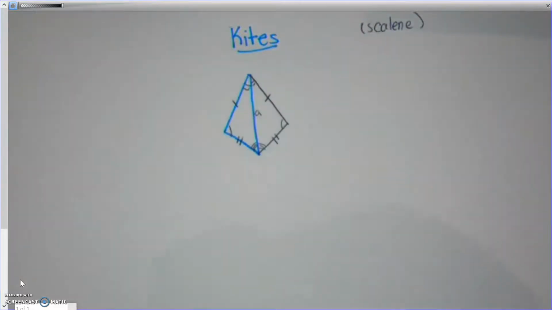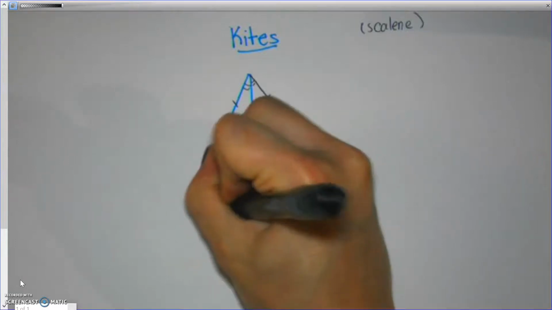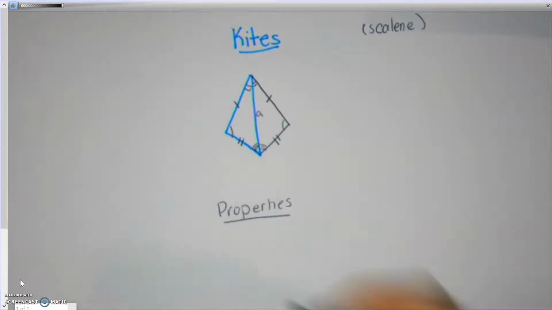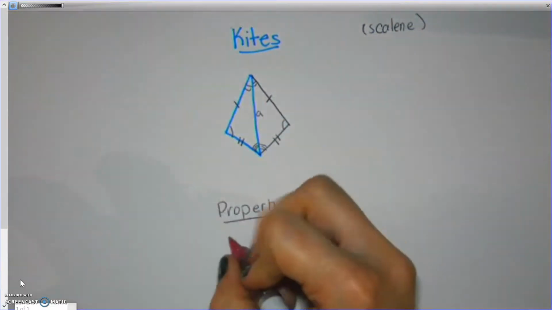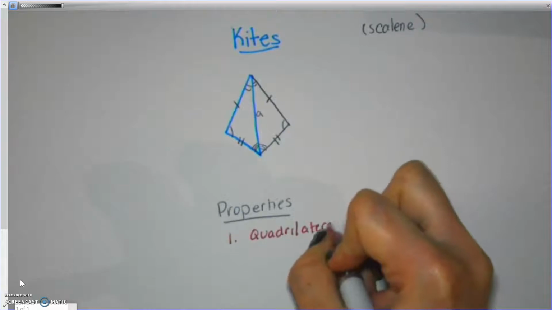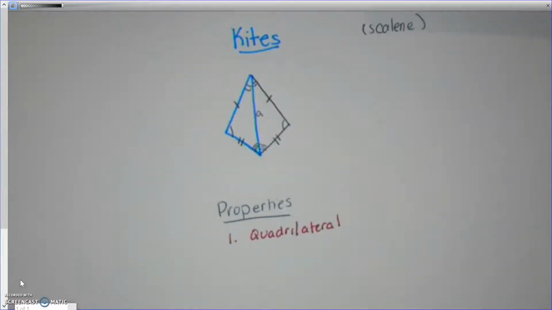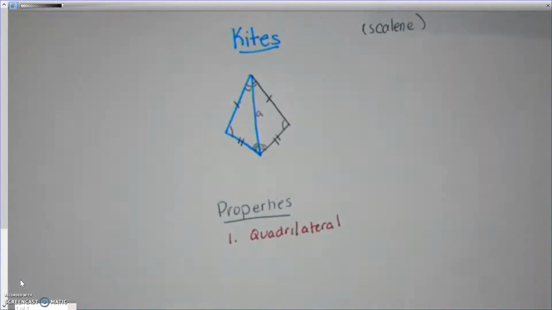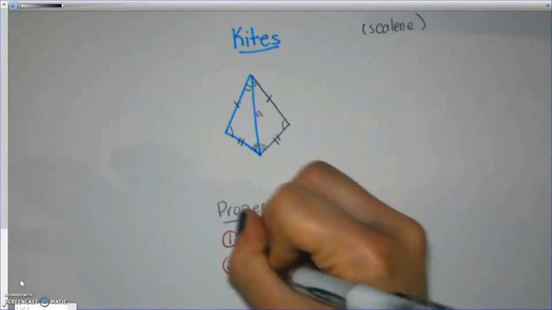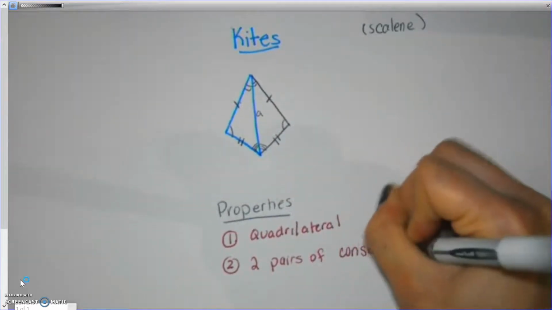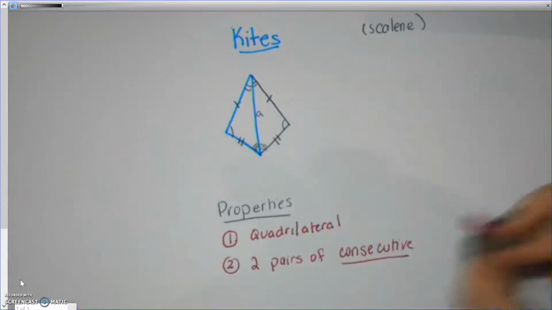A kite is a quadrilateral. So if we start listing some properties, we know that one, it's a quadrilateral. We also can see that these two sides are congruent and these two sides are congruent, which is a little bit different from what we talked about with parallelograms. In this case, I'm going to say that we have two pairs of consecutive congruent sides.